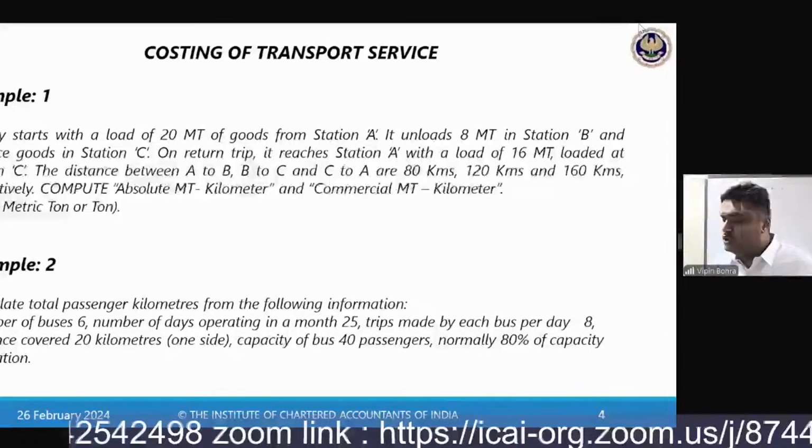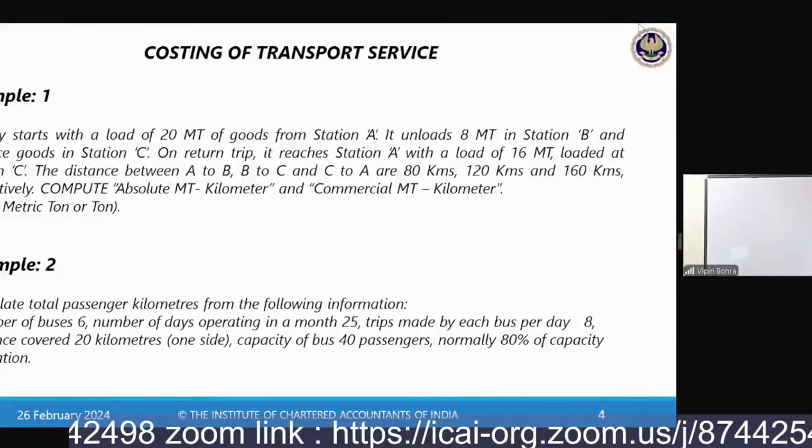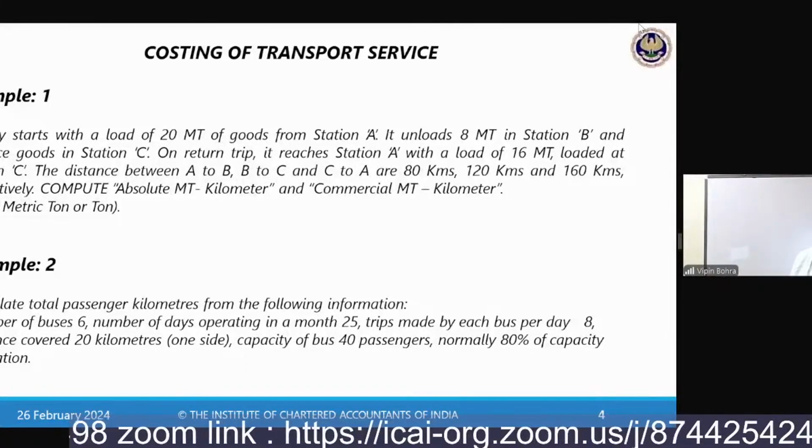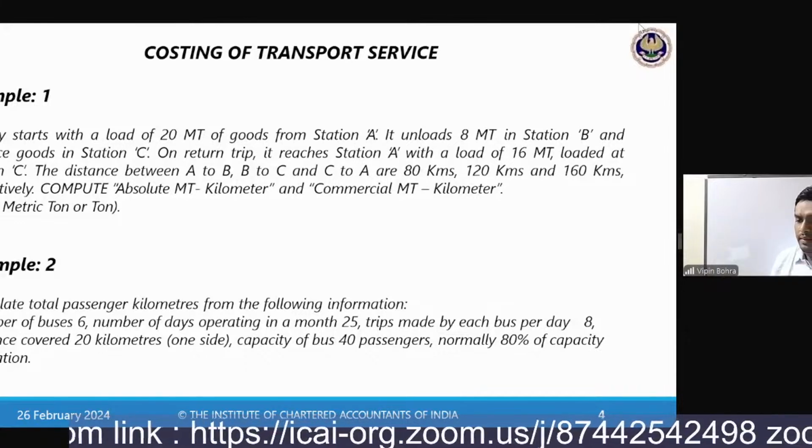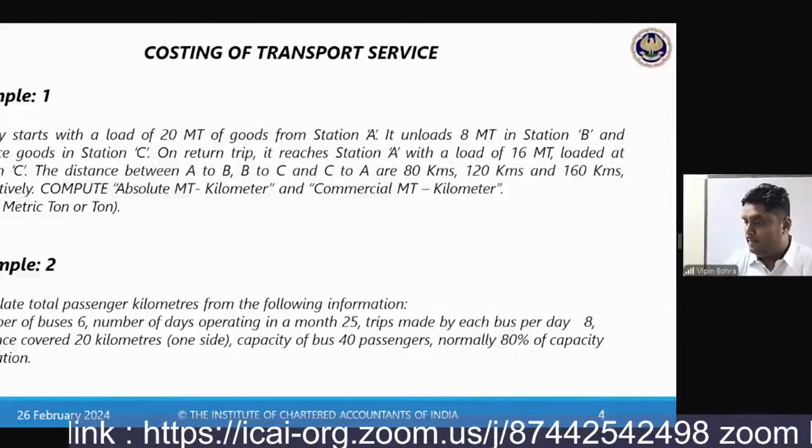I repeat again, I request you guys to please take the screenshot. Those who have not downloaded the material, please take the screenshot. So let's start with example number 2 from my material. We are required to calculate the total passenger kilometer from the following information.